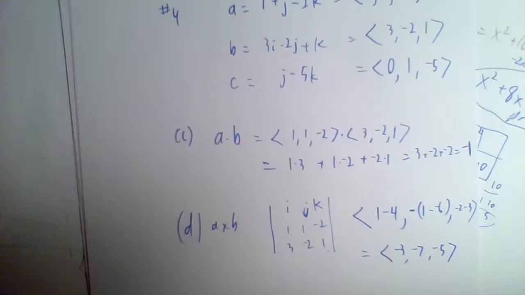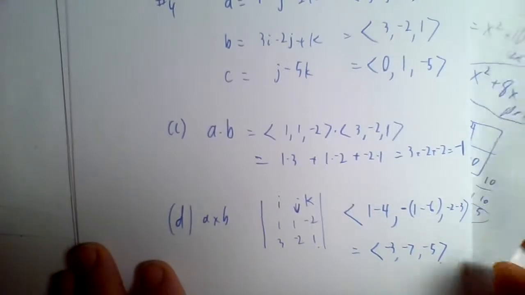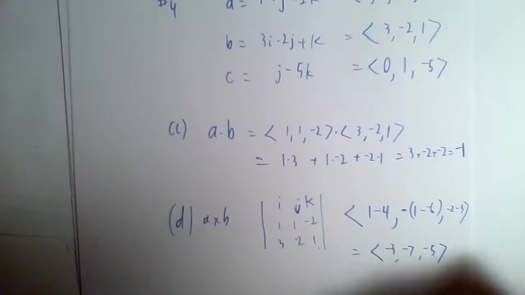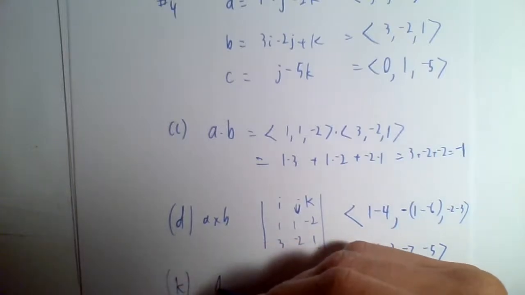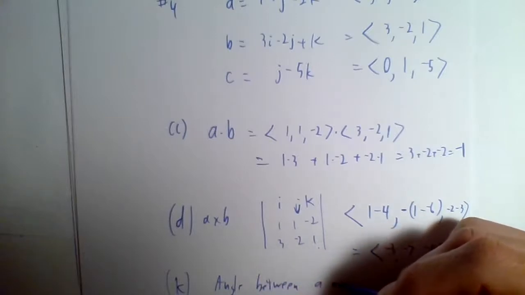What do these things mean? Well, that one comes out to a vector. That's a vector that's perpendicular to both A and B. So the A vector and B vector would sit in some plane, and this would be normal to that plane. It would be a normal vector to that plane. That was useful for some stuff. Just gonna talk about angle between these things. So for part K of this problem, it asks for angle between A and B.